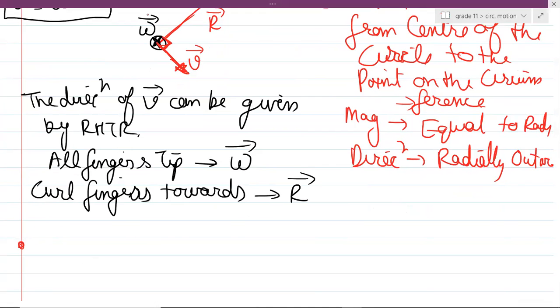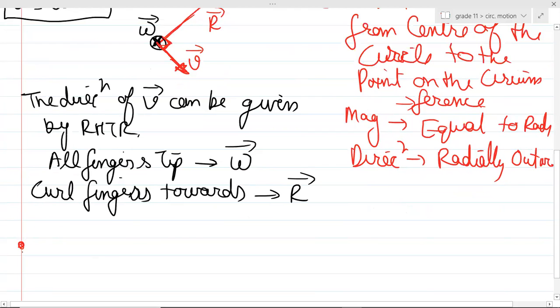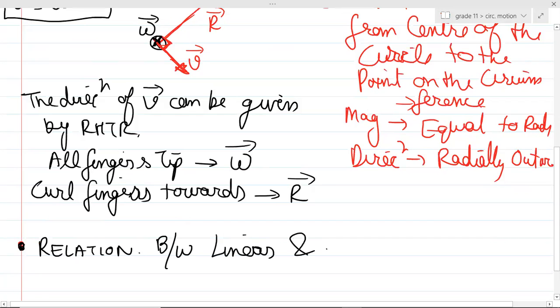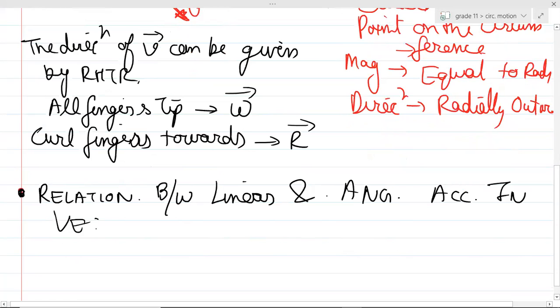Now let's talk about the relationship between linear and angular acceleration in vector form. This vector relation was important, right? From this vector relation we'll prove something. Basically, I'm giving you the proof for AC and AT.